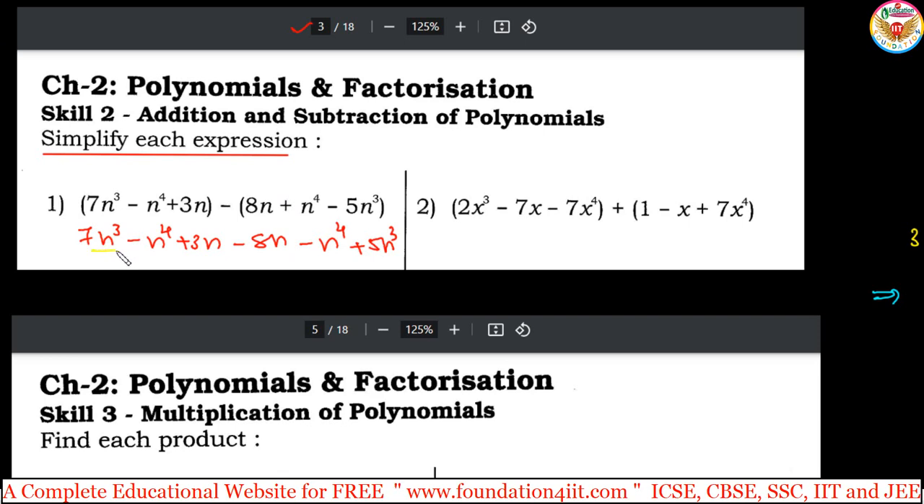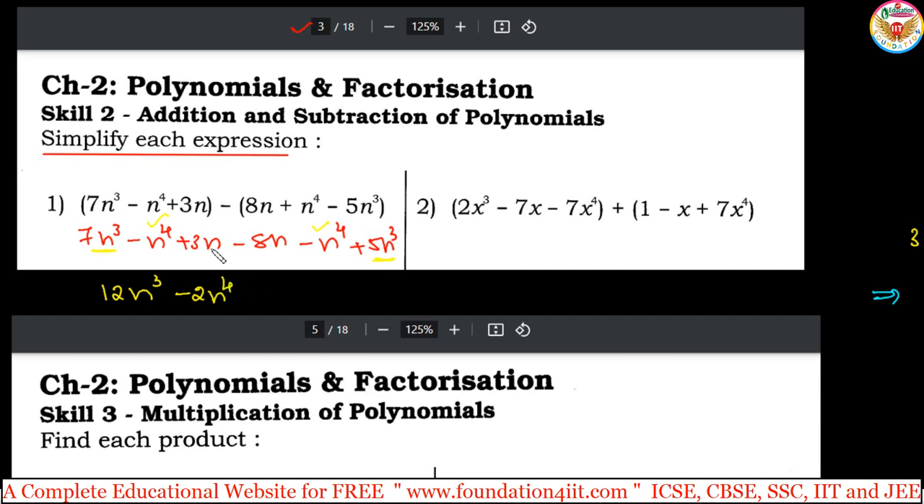N cube terms: 1, 2 are there. 7 plus 5, so 12. 12n cube is this. These two are over. Now n to the power 4, we have two terms, minus n power 4 minus n power 4. That is minus 2n to the power 4.